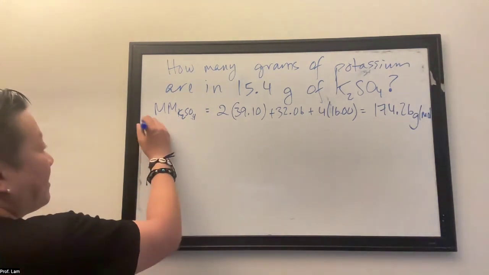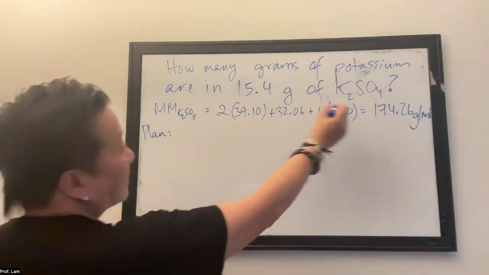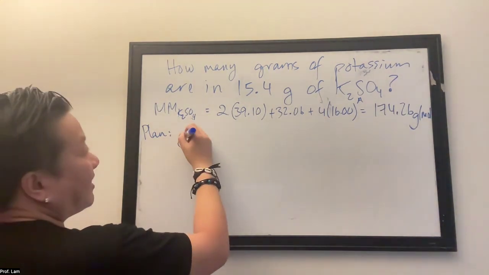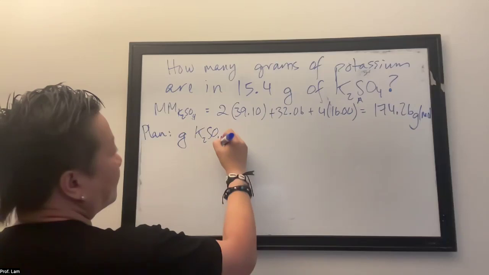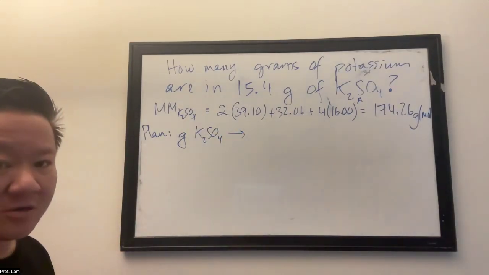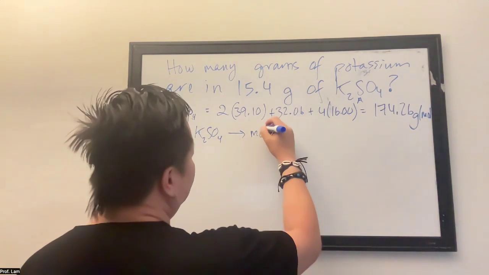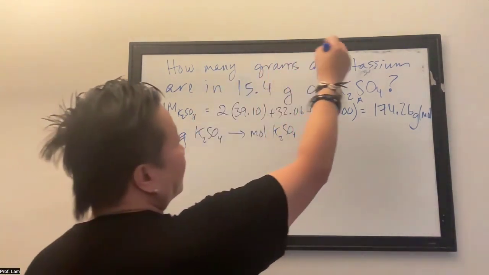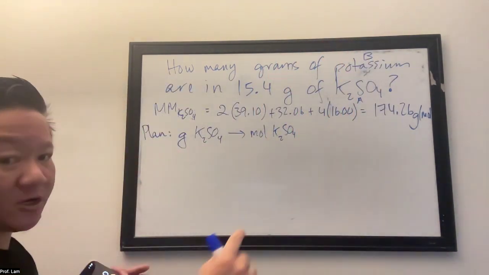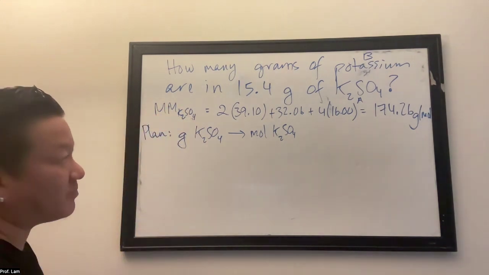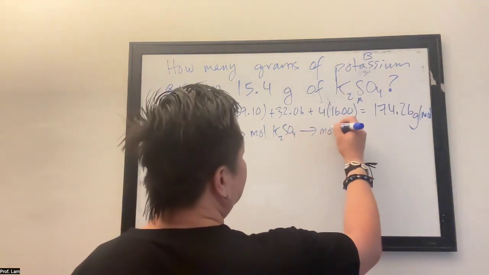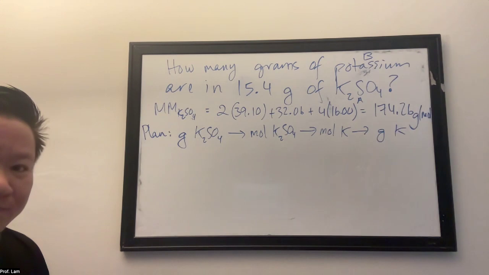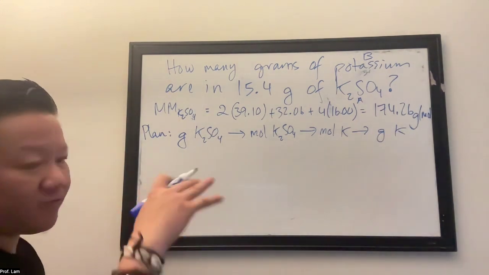Now we write our plan. Use your roadmap. You are starting at grams of, we can call this A. Doesn't matter what you call A or B. So we are starting with grams of A, just grams of K2SO4. And there's only one route to go from grams. Grams gotta go to mole, mole of K2SO4. But you want to end at grams of B, don't you? So on your roadmap you got to get to grams of B. So you got to go to mole of B first, so mole of potassium first before you can get to grams of potassium.